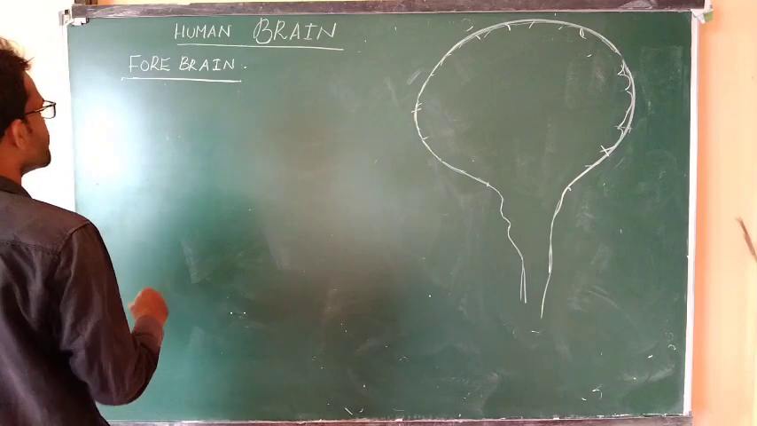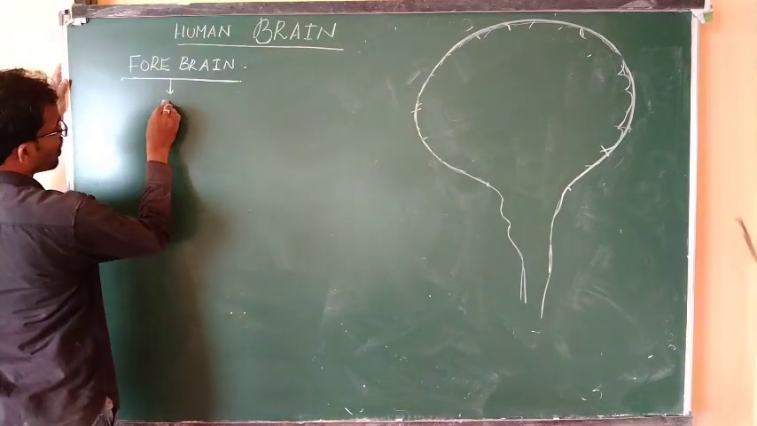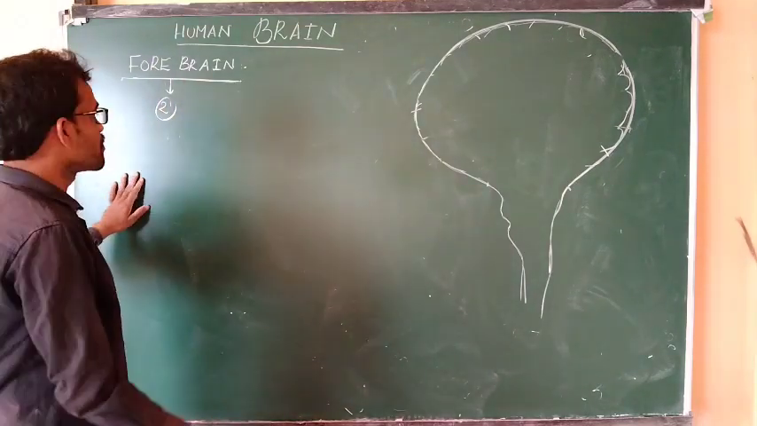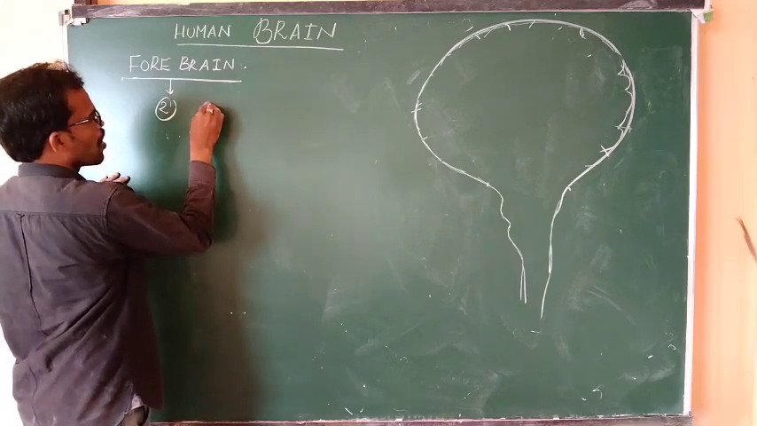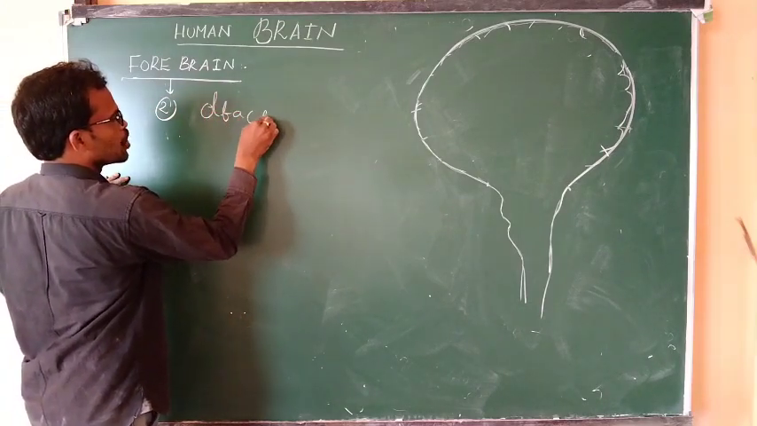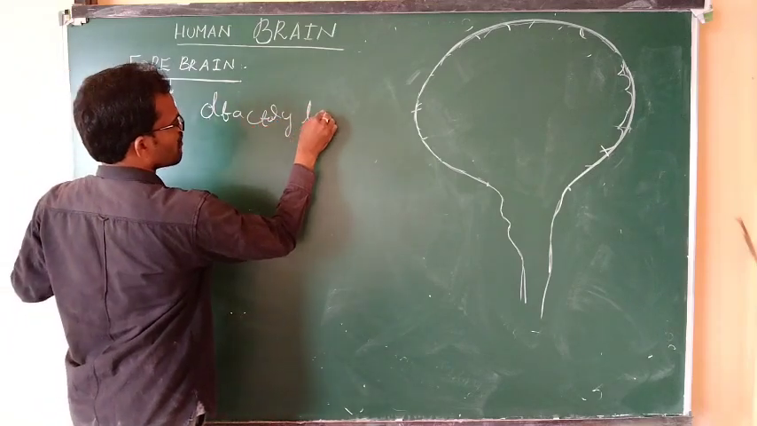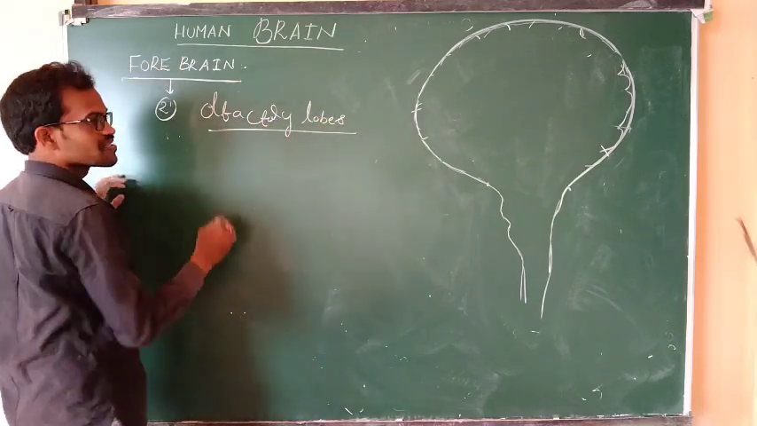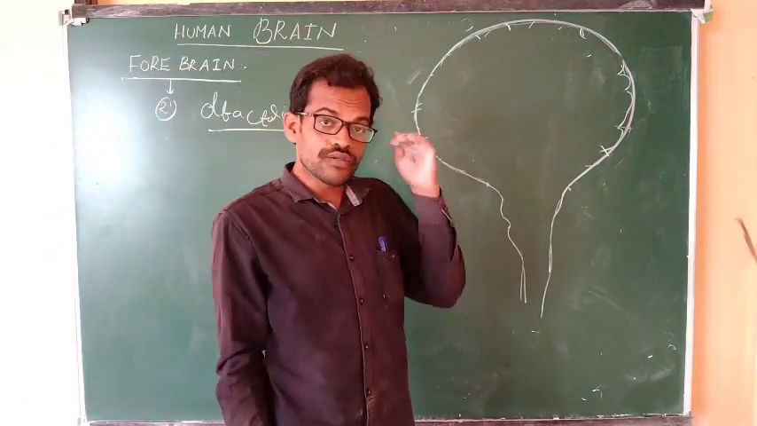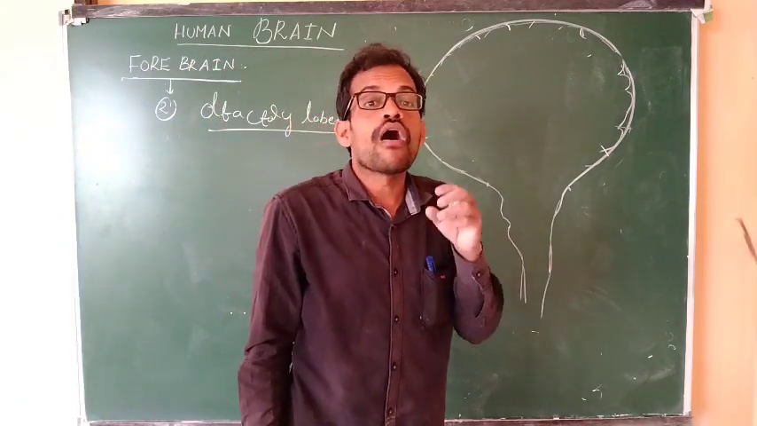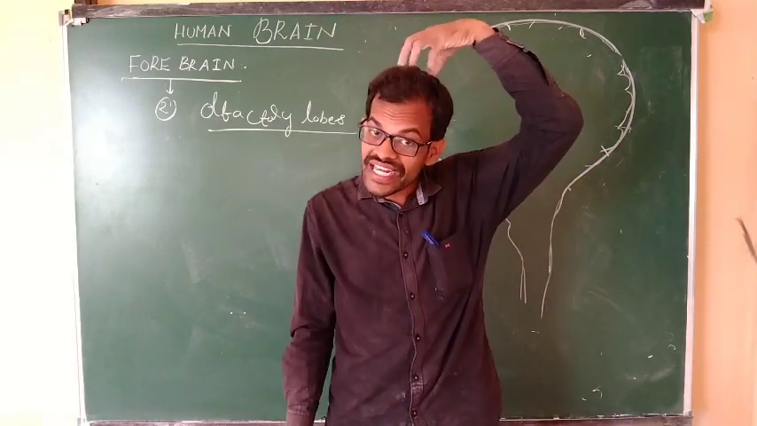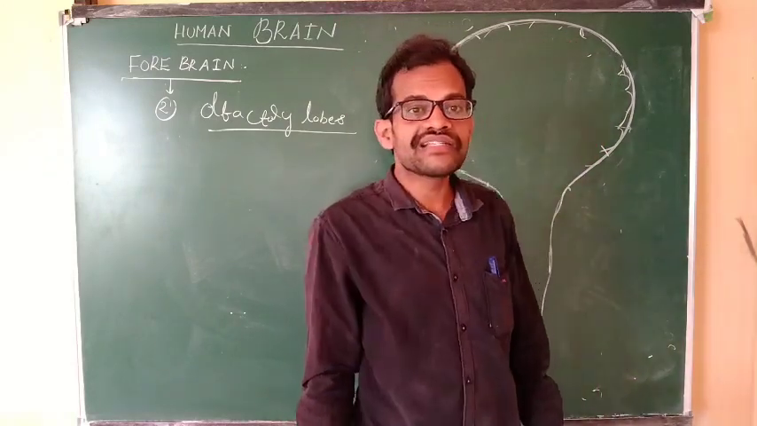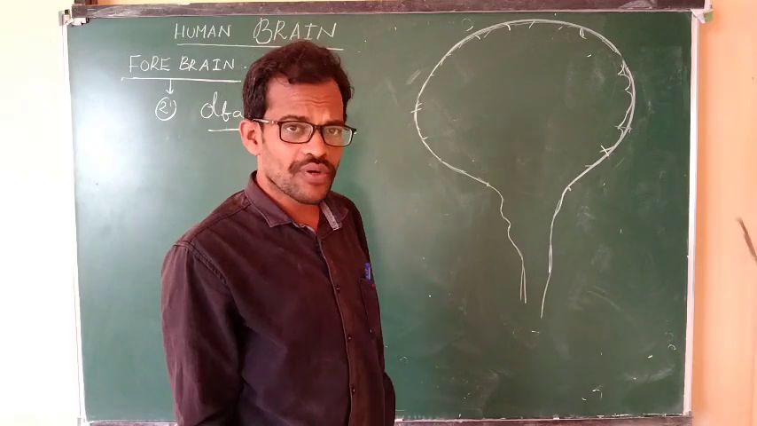The second part of the forebrain is known as the olfactory lobes. These olfactory lobes consist of olfactory neurons. These olfactory neurons are located in the forebrain.